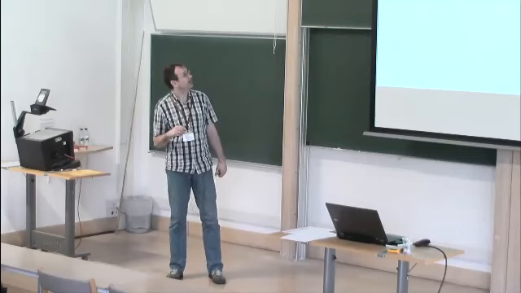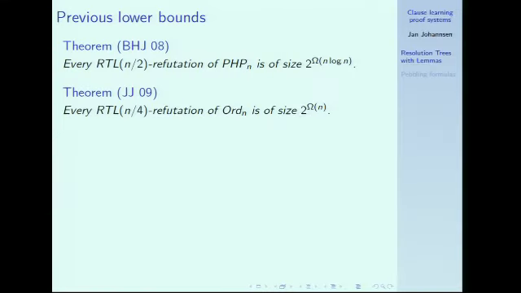and another better example is, in 2009 I found this formula, the ordering principle formulas, which have also appeared in this workshop already. It's a formula saying that in a finite linear ordering there is always a minimal element. And these require exponential size to refute if you only use lemmas of length n over 4. So again, this means that when you solve these formulas by learning only clauses of length n by 4, then you take exponential time, whereas there are regular resolution refutations of polynomial size for these formulas. So they can be solved in polynomial time when you learn arbitrary clauses.